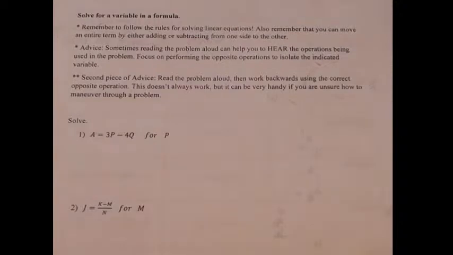Okay, we are going to solve for a variable in a formula. First things first, remember to follow the rules for solving linear equations. Those rules do not go away. Remember that you can move an entire term only by either adding or subtracting from one side to the other. As a quick reminder, you have to use the opposite operation to move a term or part of a term to the opposite side of the equals. If you're going to move an entire term, you have to either add it or subtract it, whichever is opposite.